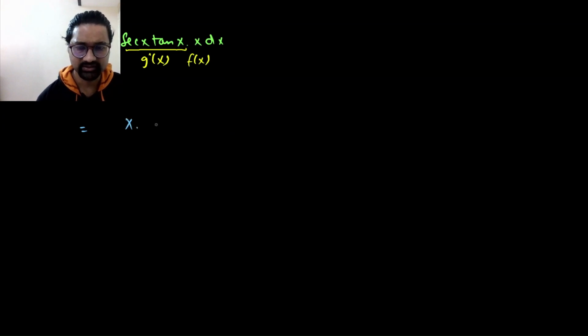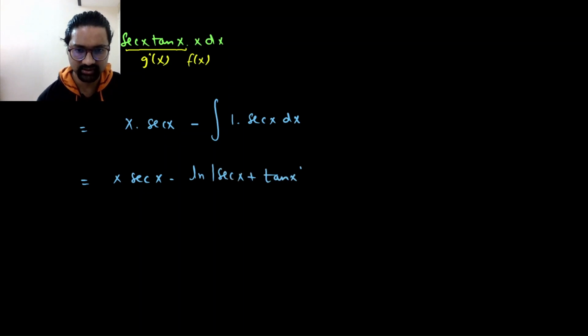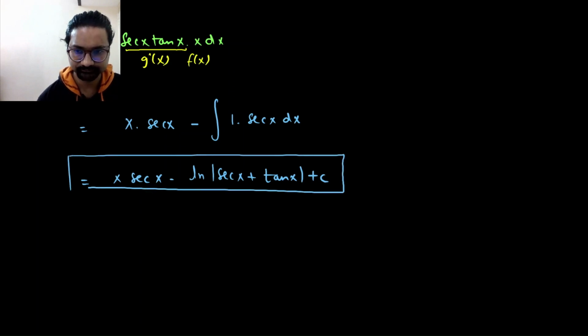So f(x) remains as it is, g(x) is sec x like I said, minus the integration of the derivative of x, which is f prime x, which is 1, times g(x), which is sec x. And this is again integrated, and all we have to do is find the integration of sec x, which is ln of the absolute value of sec x plus tan x, plus c, which is the final answer.